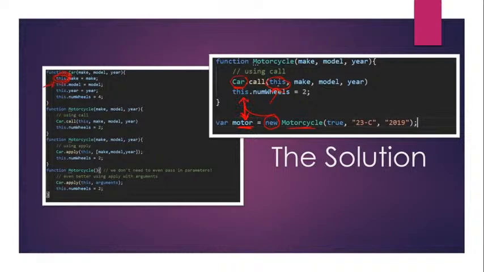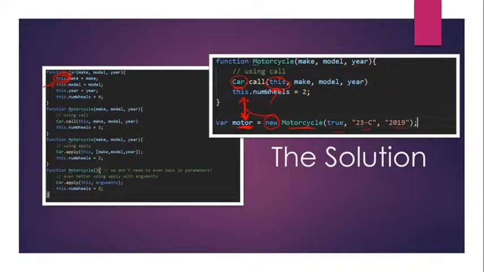So this now relates to motor, okay, and whatever values we are going to pass in for make, model and year, that are true, 23C and 2019, these values are going to be taken by call and set as these particular parameters right here, okay.